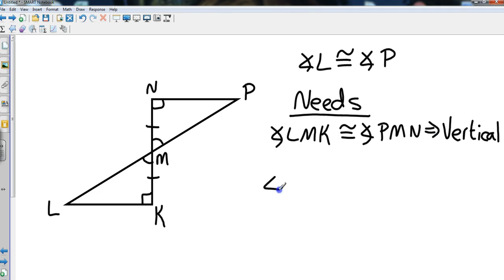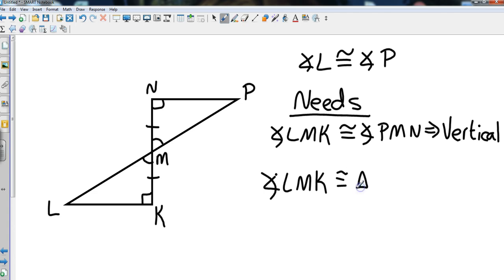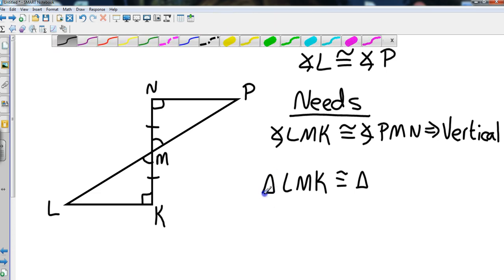triangle LMK is congruent to triangle PMN. Oh, I did an angle on that one instead of a triangle, excuse me. It should be a triangle. So triangle LMK is congruent to triangle PMN. And if they asked me why, that's because of angle, side, angle.